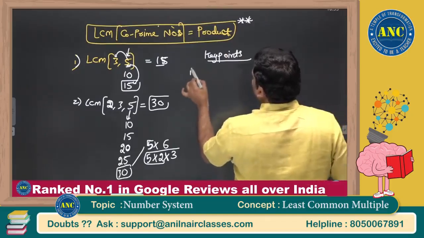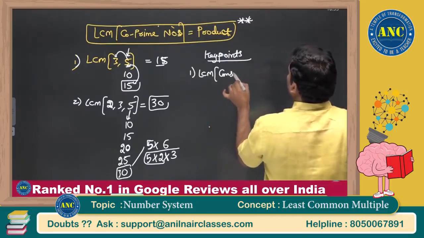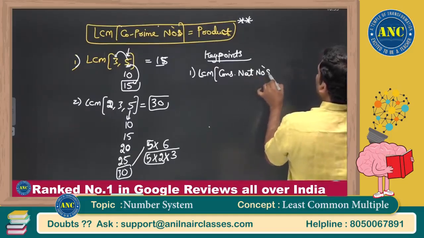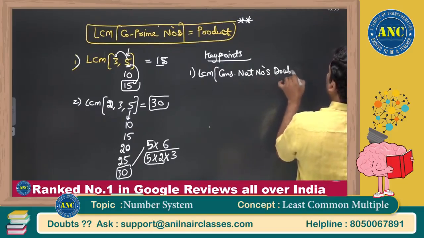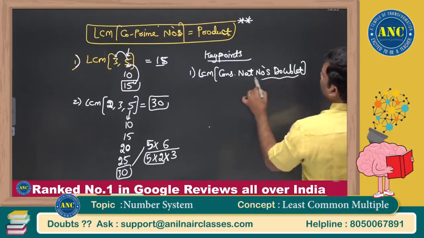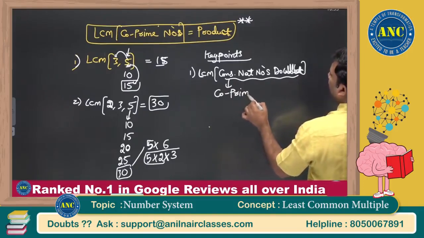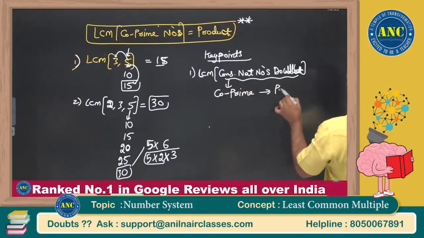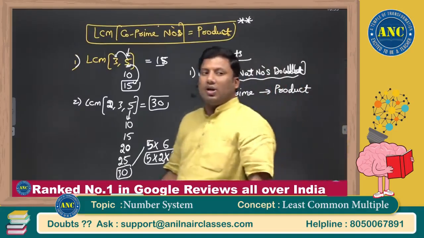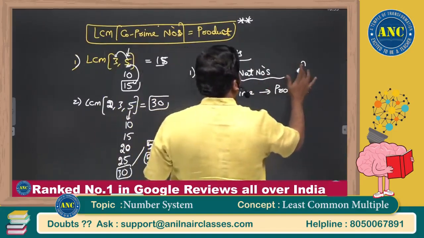Important key points. LCM of consecutive natural numbers. Consecutive natural number doublets are always co-prime. They are all co-primes, so the LCM will be defined as the product. LCM of consecutive natural numbers doublet. These doublets, sir, let me write down neatly.